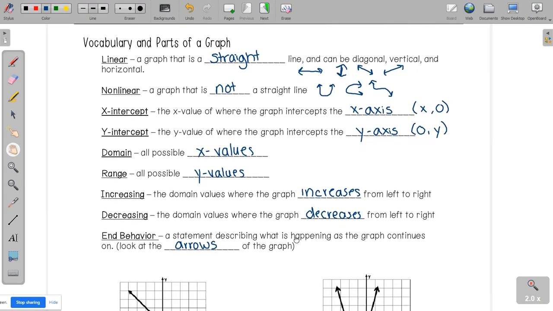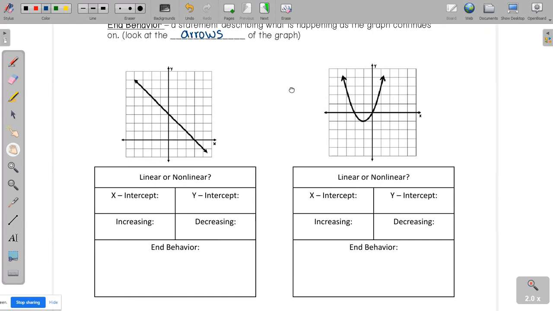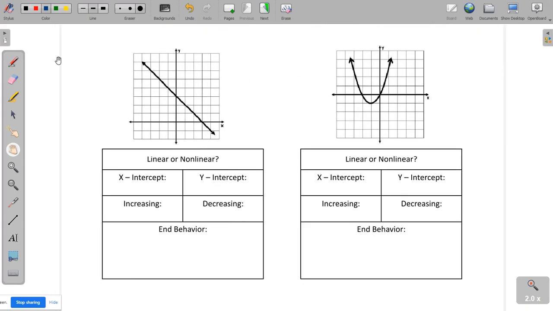So let's go over some examples. We have two graphs here. Let's take a look at the first one here. This line here, is it linear or nonlinear? It's a straight line, so it's a linear function.